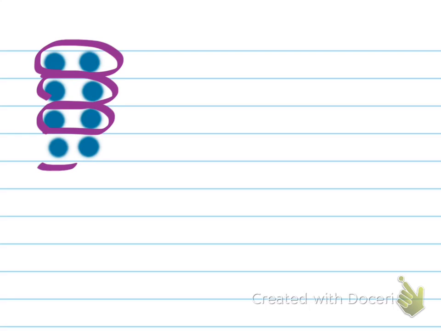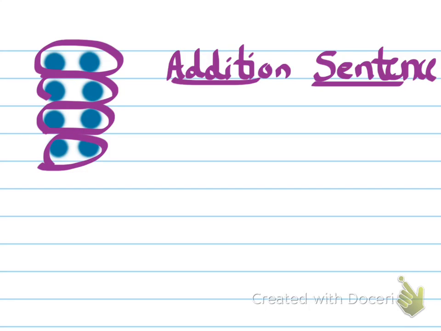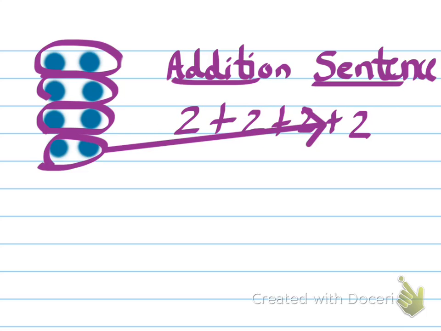When I look at this array, I see many things. I see many different addition and multiplication and division problems. But right now I'm seeing multiples of 2. And the addition sentence that I could make with these multiples is 2 plus 2 plus 2 plus 2.